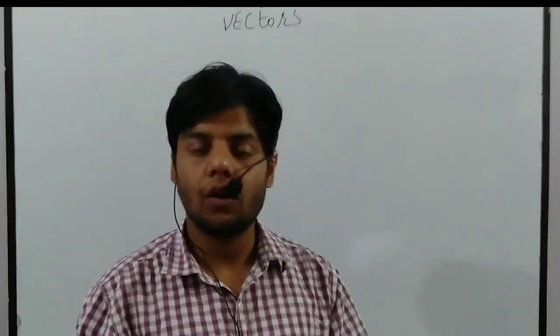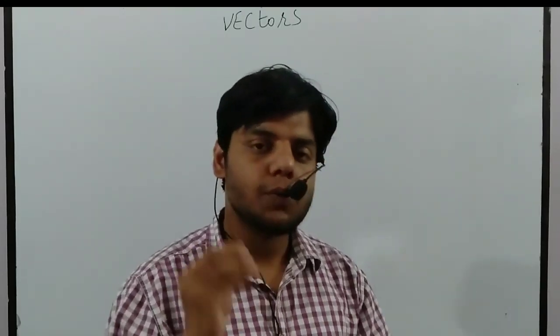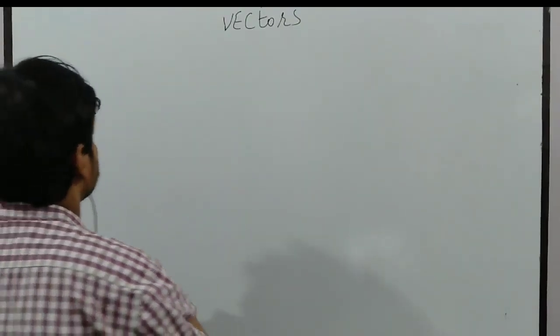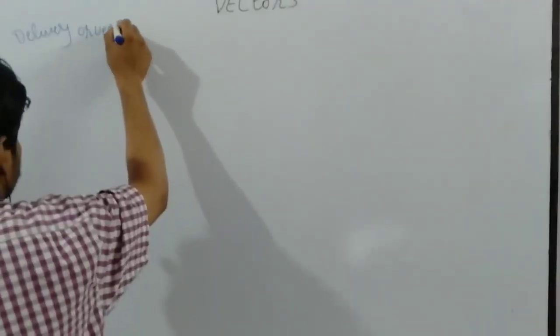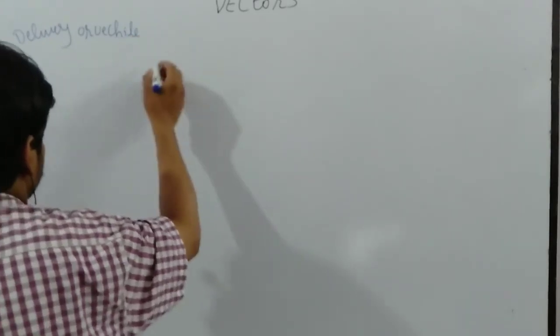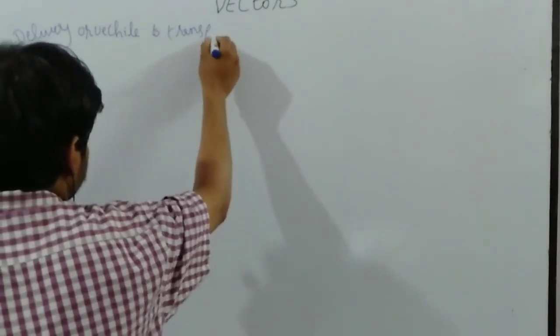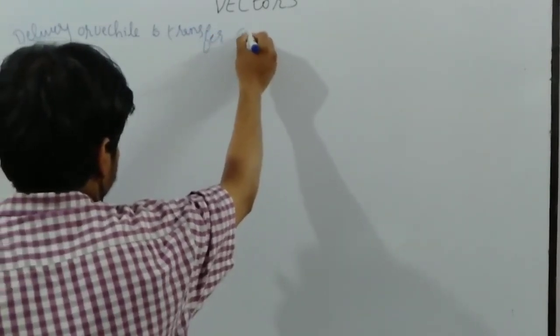So let me write vectors. Now, what are vectors? Vectors are vehicles, or a delivery system, due to which we can transfer or carry our gene of interest. So it is our vehicle to transfer target genes.